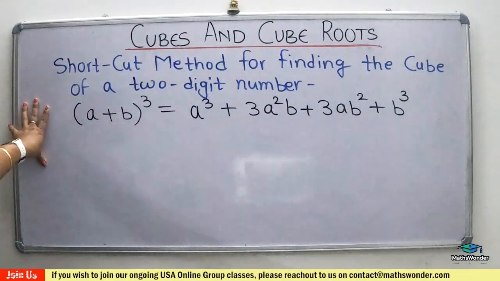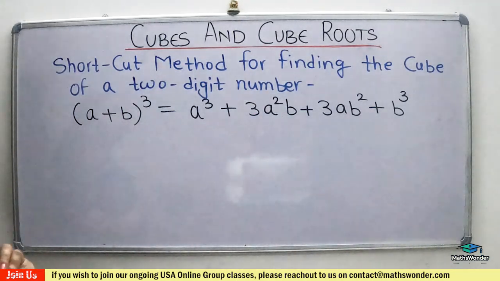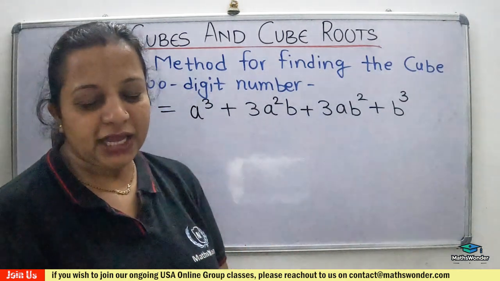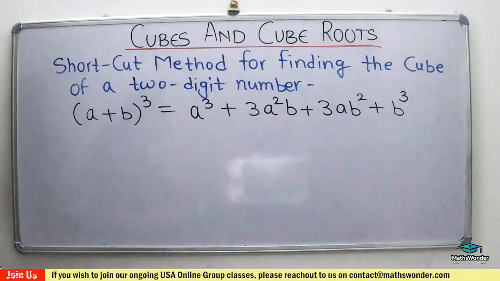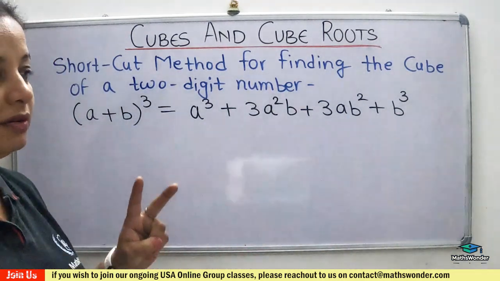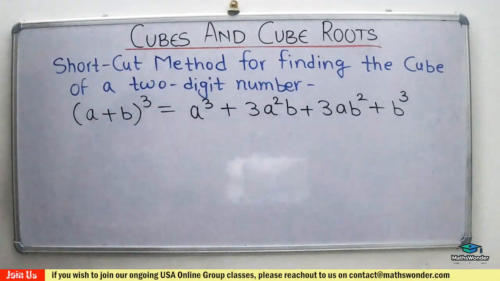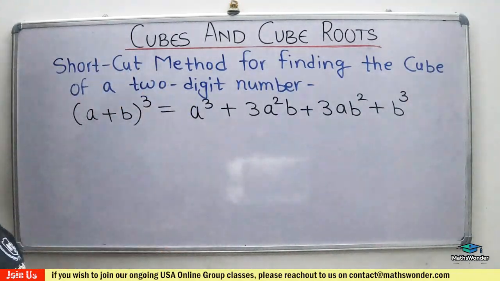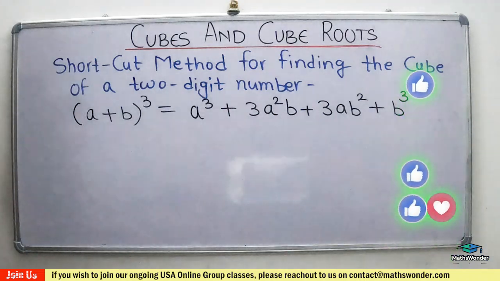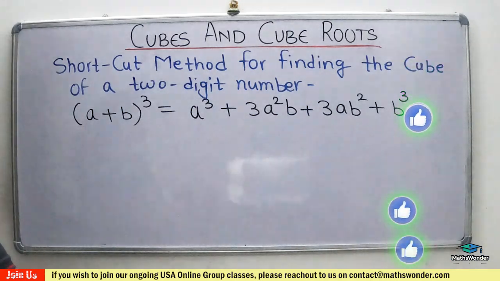Now this is the second method for finding cubes. This is the shortcut method for finding the cube of a 2-digit number. 1-digit number cubes are very easy, you can easily learn 1 to 9. But sometimes we find difficulty finding the cubes of 2-digit numbers, which start from 10 to 99. So how can you find the cubes of 10 to 99 easily with the help of this identity? We have already learned this identity in the factorization topic, and it will help in finding the cube of any 2-digit number.